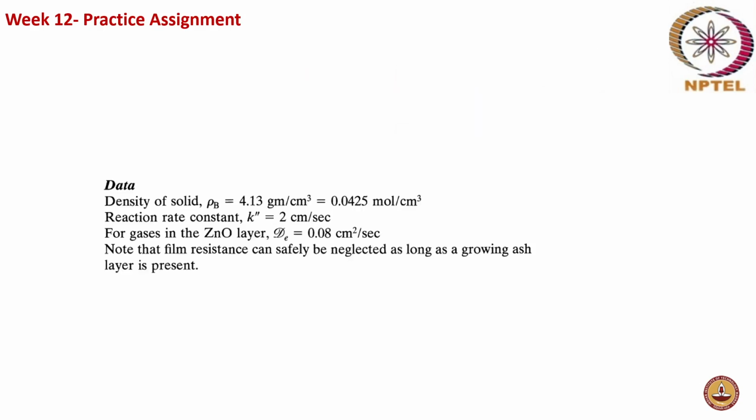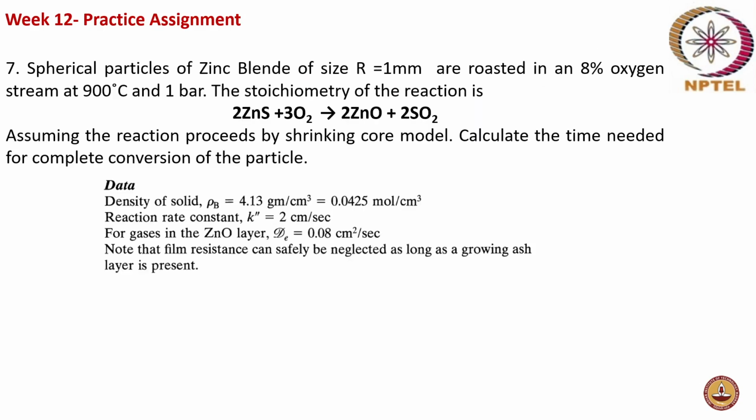Okay, now let's go on to the final question for the session. Spherical particles of zinc blende of size R equal to 1 millimeter are roasted in an 8% oxygen stream at 900 degrees C and 1 bar. The stoichiometry of the reaction is 2ZnS plus 3O2 gives 2ZnO plus 2SO2. Assuming the reaction proceeds by the shrinking core model, calculate the time needed for complete conversion of the particle.